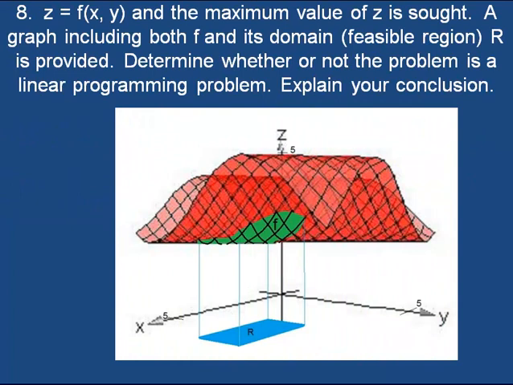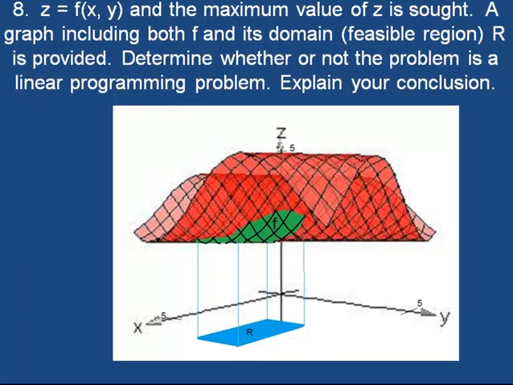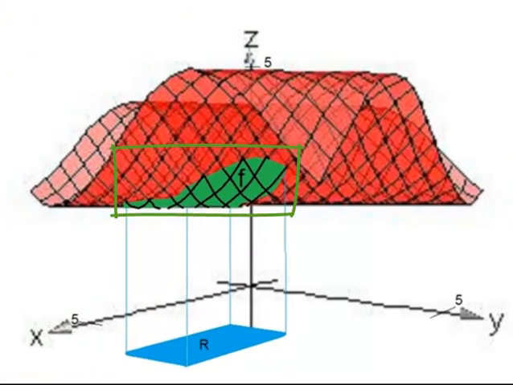Exercise 8. z is a function of x and y, and the maximum value of z is sought. Okay, it's an optimization question. A graph including both f and its domain, the feasible region R, is provided. Determine whether or not the problem is a linear programming problem. Explain your conclusion. Alright, let's go to the function f here, this objective function. It's there in the green. It's a portion of this very curved surface. That being the case, f is clearly not a linear function, and that will disqualify number 8 as being a linear programming problem.